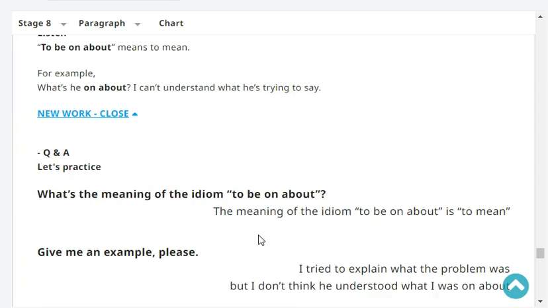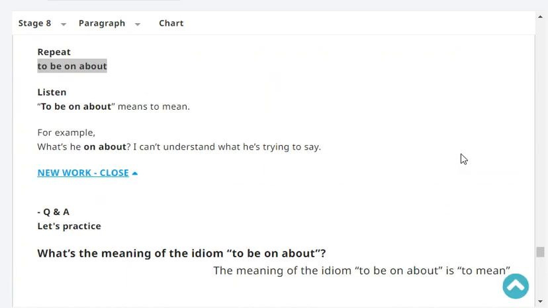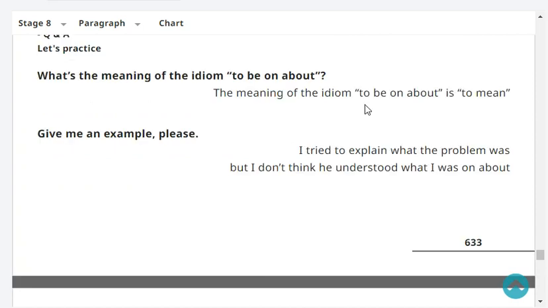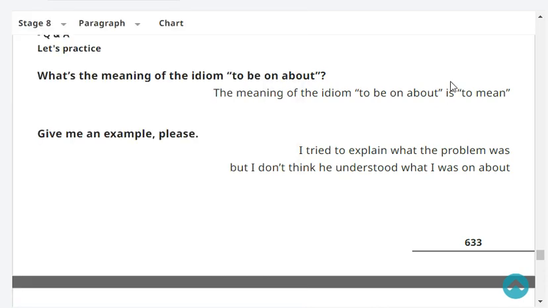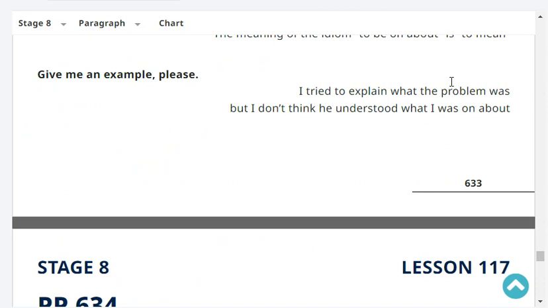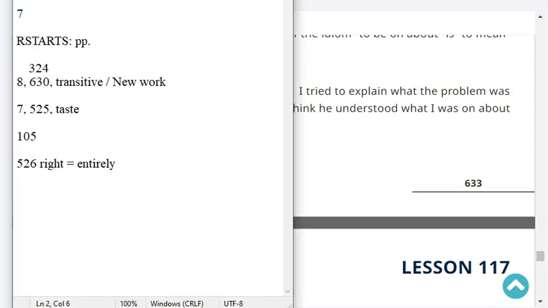Okay, let's practice. What's the meaning of the idiom to be on about? The meaning of the idiom to be on about is to mean. Very good. Give me an example, please. I tried to explain what the problem was, but I don't think he understood what I was on about. Very good.